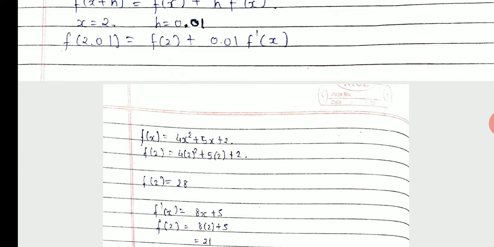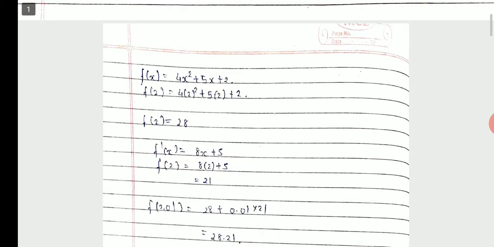Then f'(2) will be 8 into 2 + 5, which is equal to 21. Then f(2.01) = 28 + 0.01 multiplied by 21. Then f(2.01) will be 28.21.